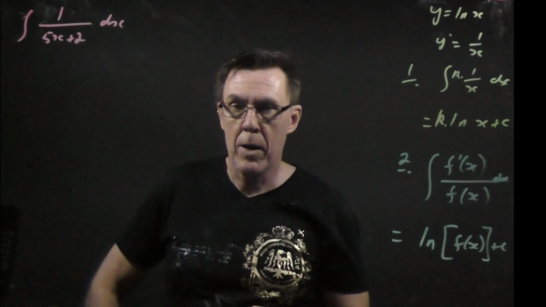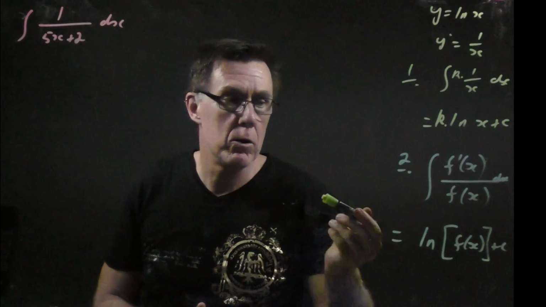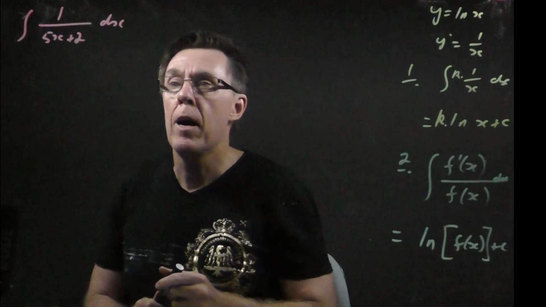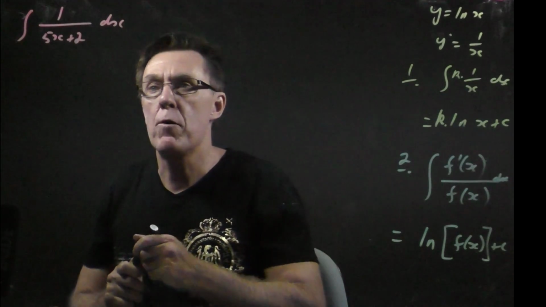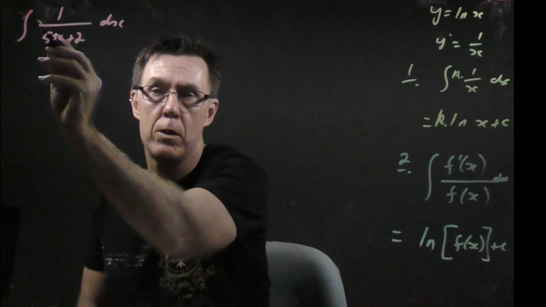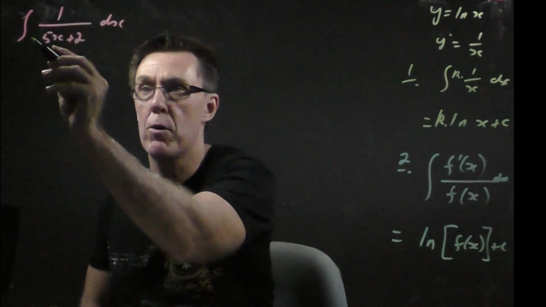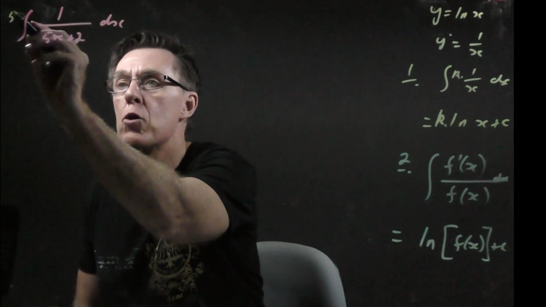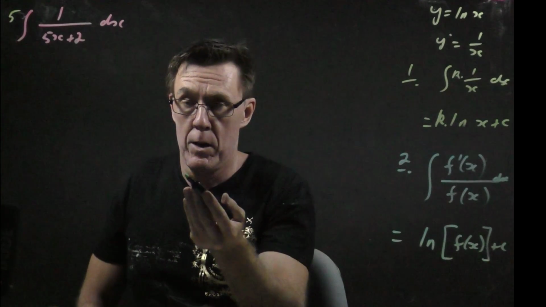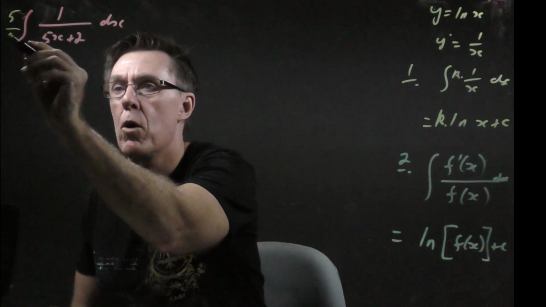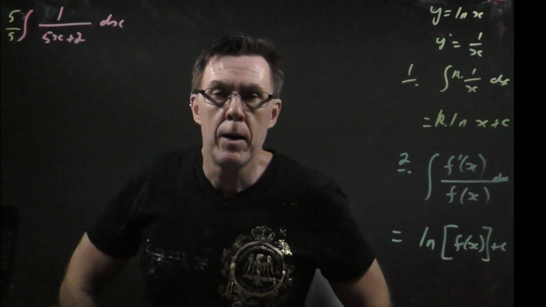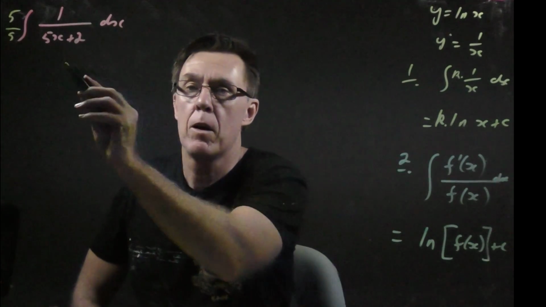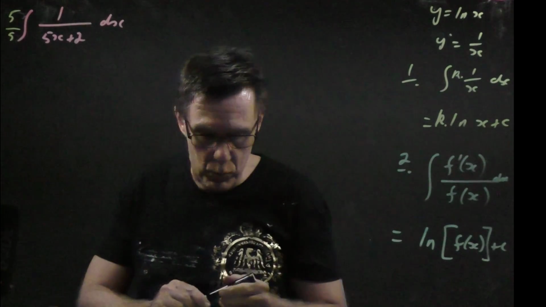Well, yes I can. I can modify this to make it look like what I want it to do. I need 5 on the top. Now outside this integral sign I'm allowed to multiply through with constants. If I multiplied the top line by 5, of course I'm going to have to multiply the bottom line by 5 as well to keep it nice and equal. I now have the situation that I'm actually looking for.